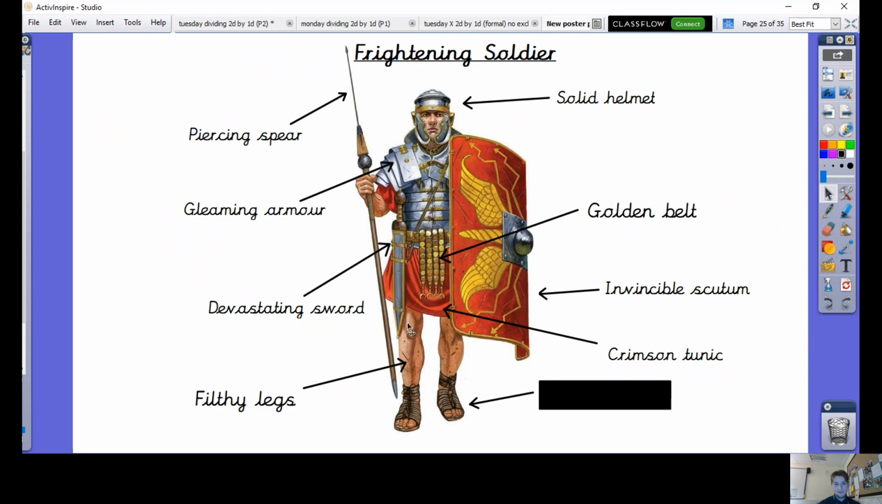Filthy legs, I found as well. I thought he looked very clean, but his legs looked like they were covered in mud. Filthy legs. Maybe you could see them as scratches and describe them in different ways. That could work really nicely.